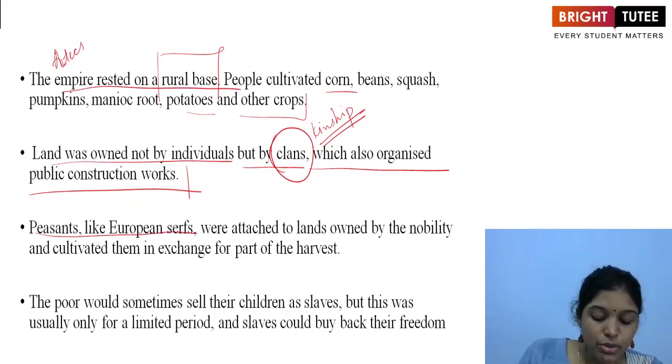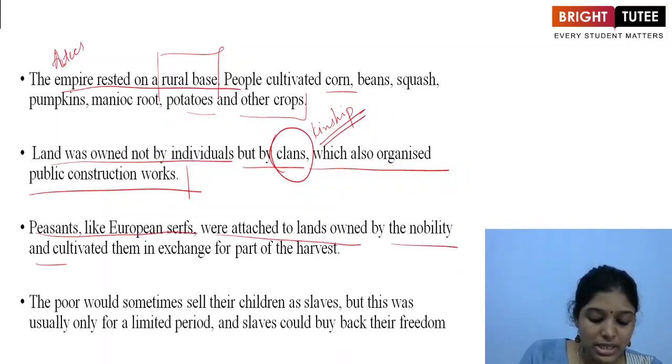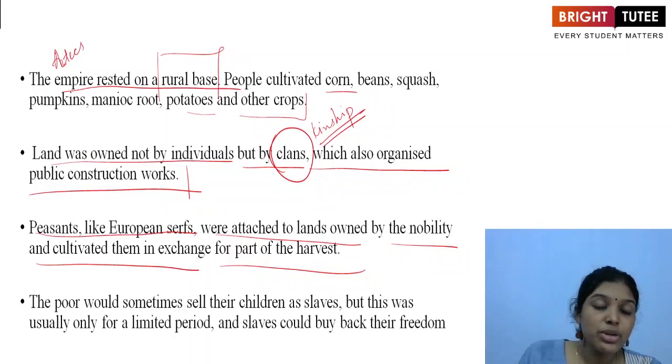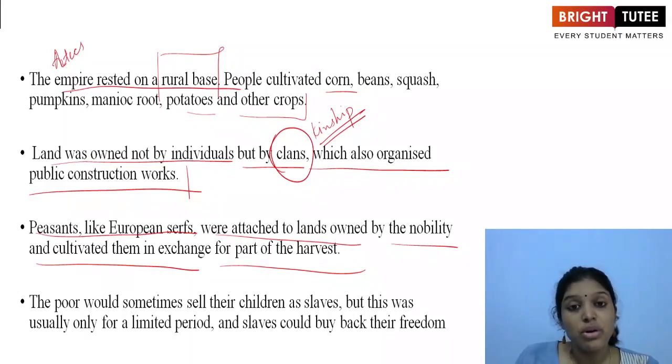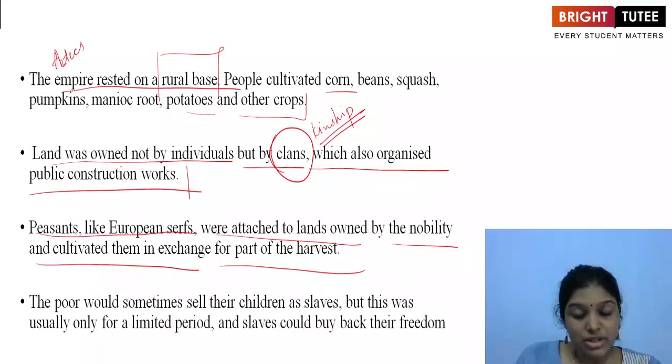And peasants, like European serfs, were attached to the lands owned by the nobility and cultivated them in exchange for part of the harvest. So similar to the feudal system where the serfs were supposed to work on the land of the feudal lord, here too peasants were supposed to work on the land of the nobility, and they were given some share of the crop during the harvest. And the poor would sometimes sell their children as slaves.